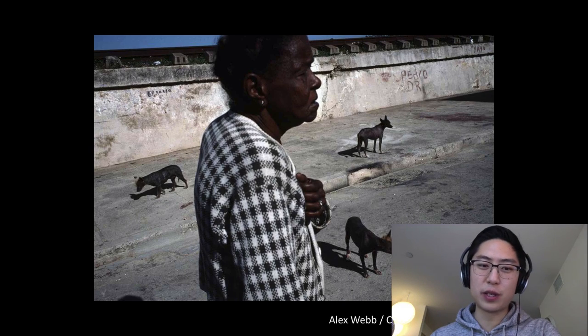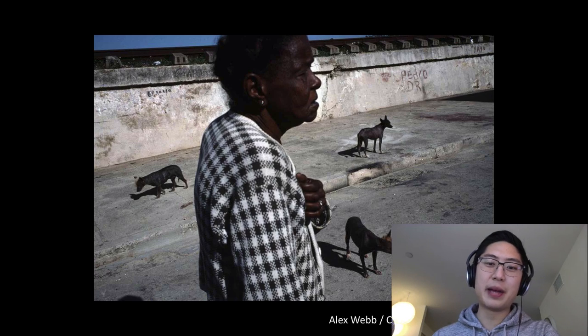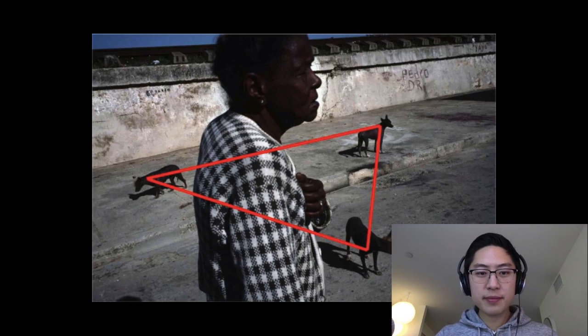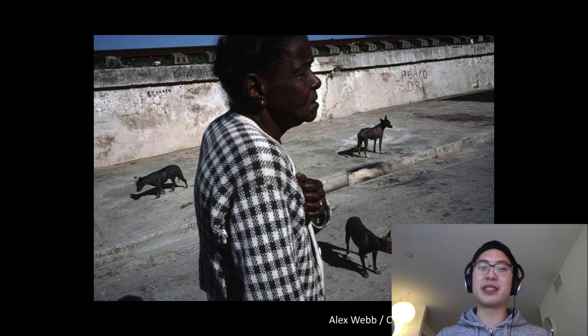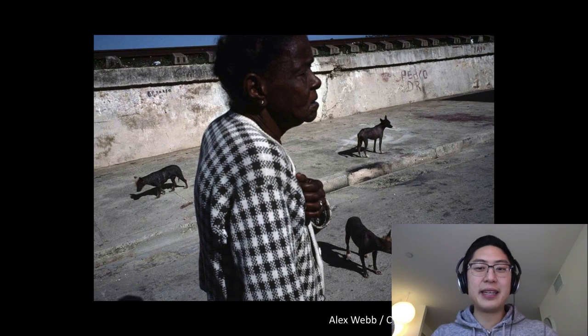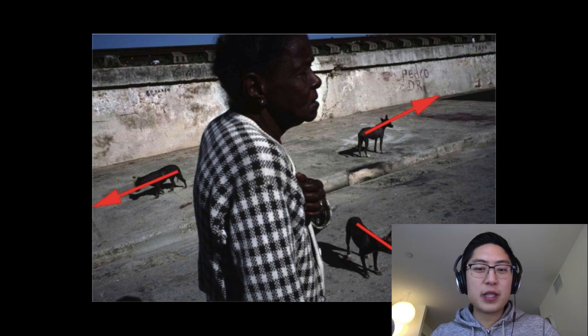So this photo is one of my favorite and edgy photos by Alex Webb. You have this woman, hand on her chest. It's a very heavy photo. And you have these 3 dogs, all perfectly placed in a triangle, all walking in opposite directions. And to me, the effect of this image is that it's almost like these 3 dogs are pulling this woman in opposite directions.